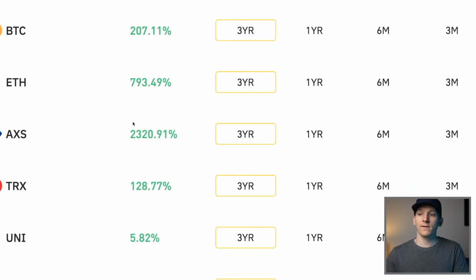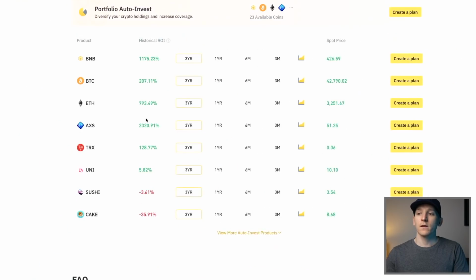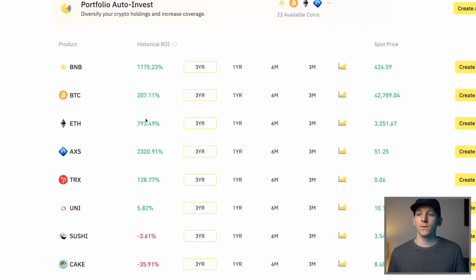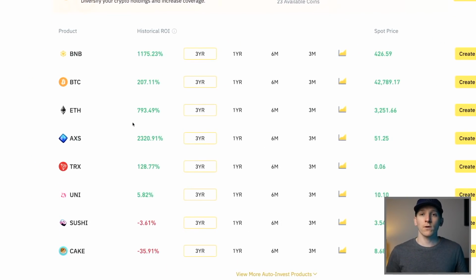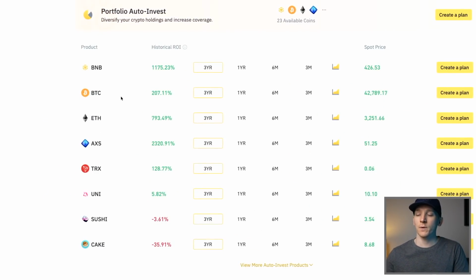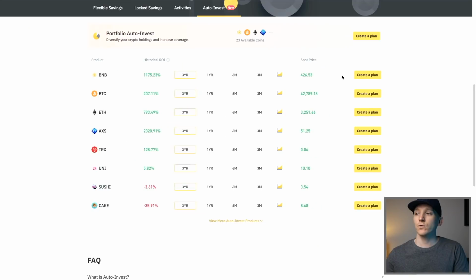You can see Axie Infinity here up 2,000%. Is it going to continue growing like that? Probably not, right? So you have to obviously make the decision of what cryptocurrencies you want to invest in anyway. But once you've made that decision, then you can put all of these into your auto invest plan. So what we can do here is come to create a plan like this. But firstly, let's go through what dollar cost averaging is and why it's important.